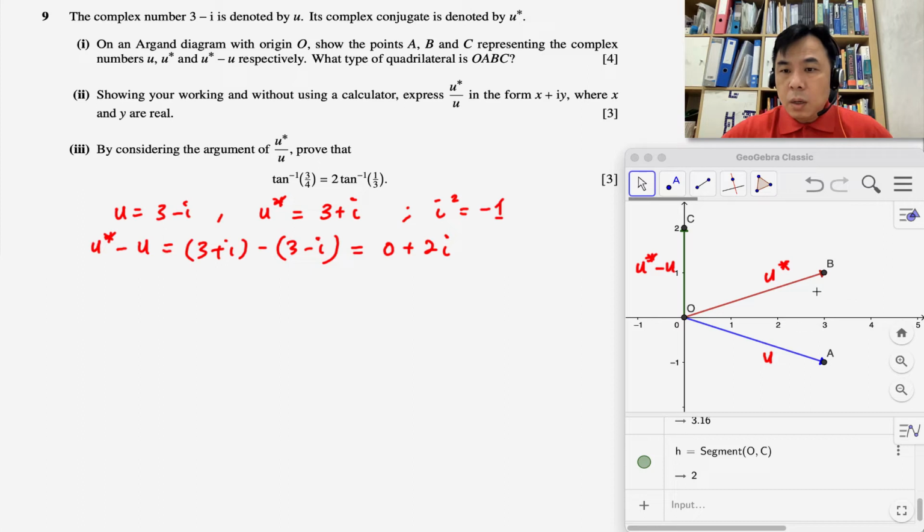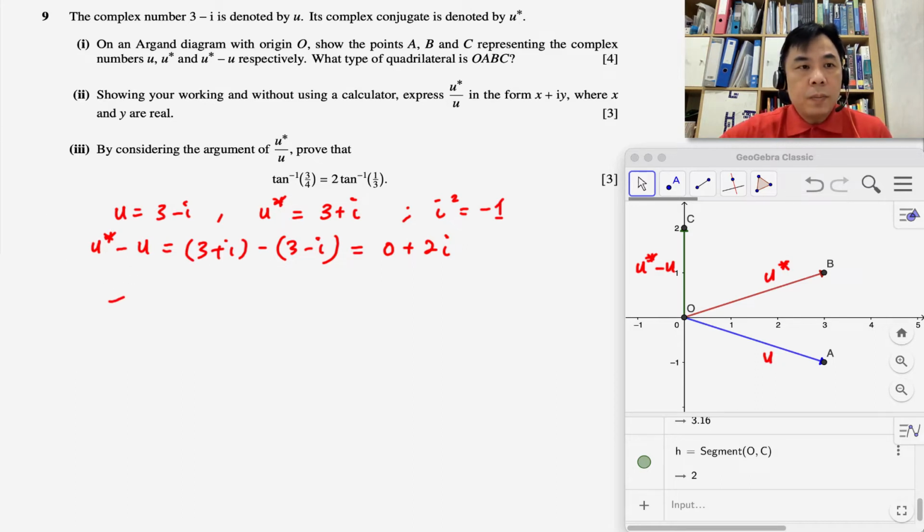Okay, now we are going to observe all the points here. We have all A, B, C here. We're going to identify what sort of quadrilateral this OABC represents, right? Now we can tell very easily this quadrilateral represents a parallelogram. All right, so this is a parallelogram.